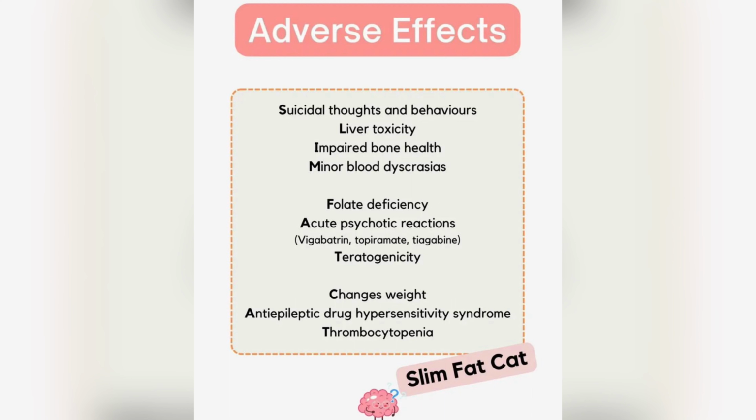Adverse effects: S for suicidal thoughts and behaviors, L for liver toxicity, I for impaired bone health, M for minor blood dyscrasias, F for folate deficiency, A for acute psychotic reactions: vigabatrin, topiramate, tiagabine, T for teratogenicity, C for changes in weight, A for antiepileptic drug hypersensitivity syndrome, T for thrombocytopenia. You can also remember the adverse effects by the phrase Slim Fat Cat.